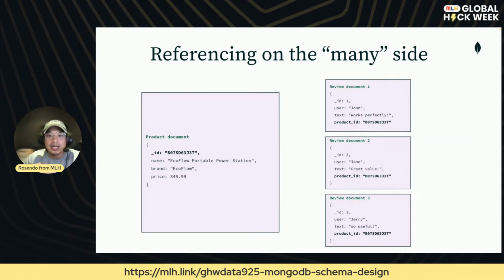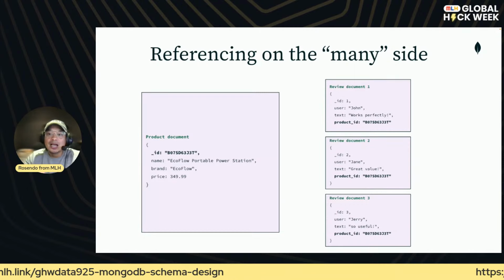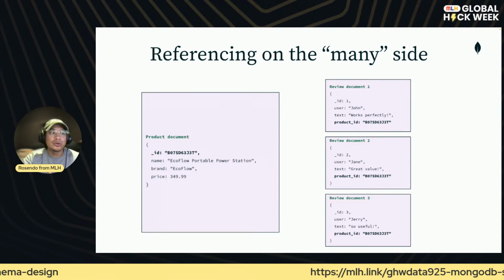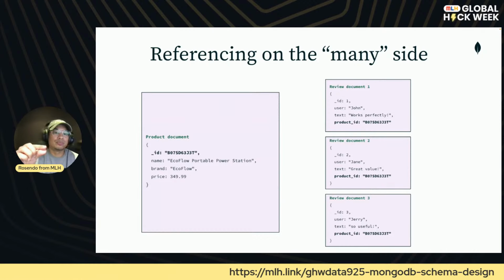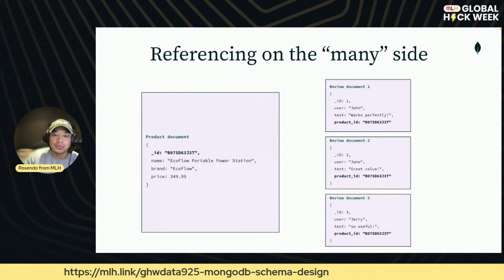It's very similar for the many side of the relationship. Here, each review document has a product ID used to refer to the product document. So this is the review, and this is the product that's being reviewed and being represented by this document. Okay.